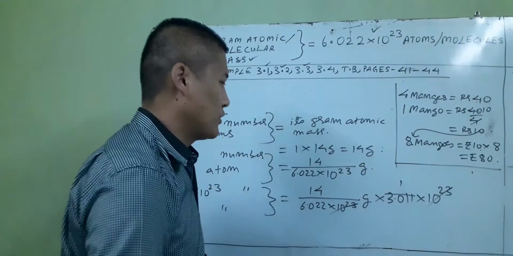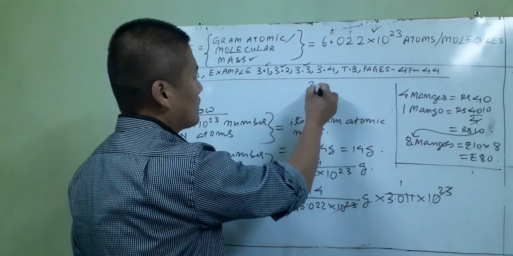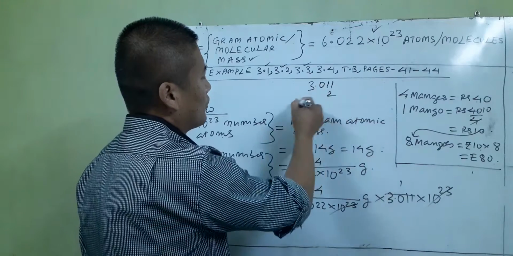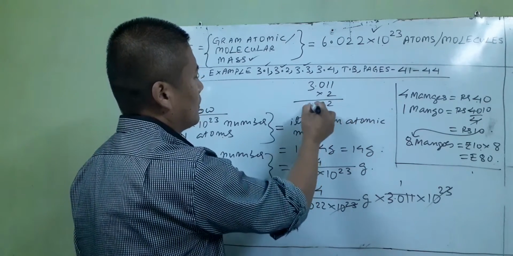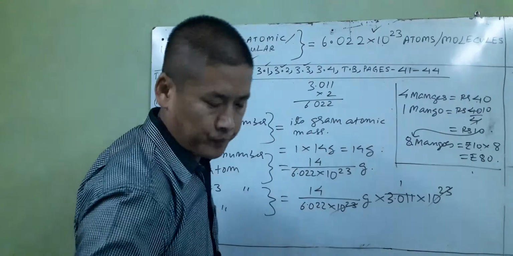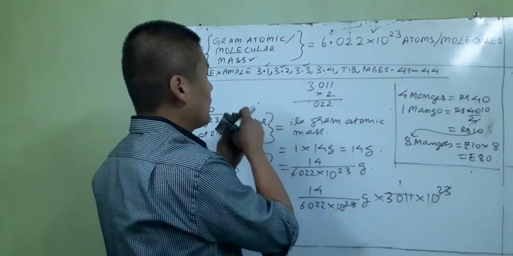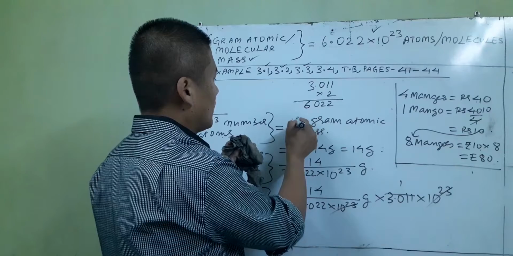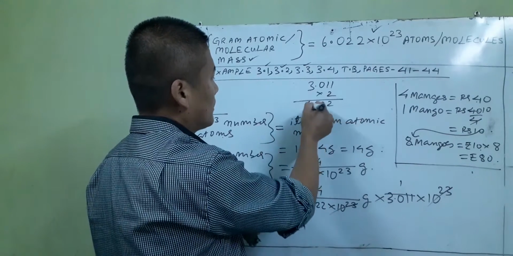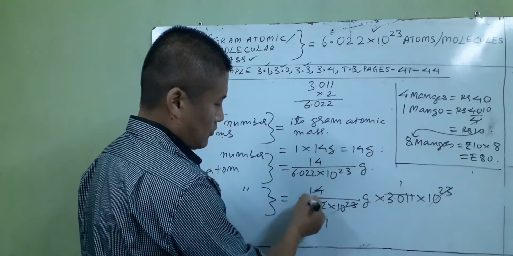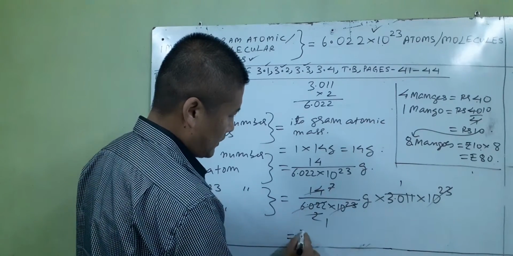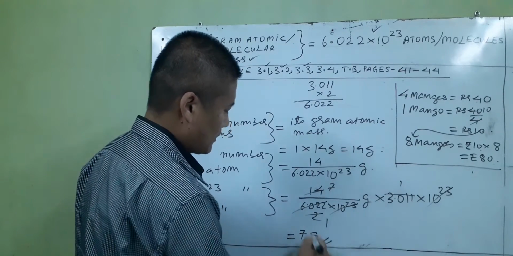3.011 into 1, 3.011. Let's try 3.011 into 2 on a rough. 2 ones are 2, 2 ones are 2, 0, 2 threes are 6. Here 3 decimal places, so count from the extreme right: 1, 2, 3, so 6.022 exactly going, so into 2. Then 2 ones are 2, 2 sevens are 14. So the answer is 7 grams.